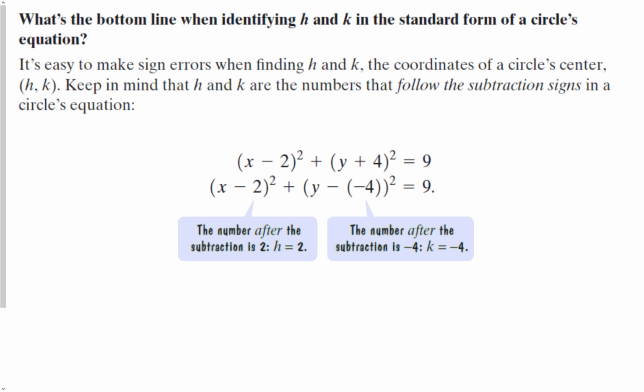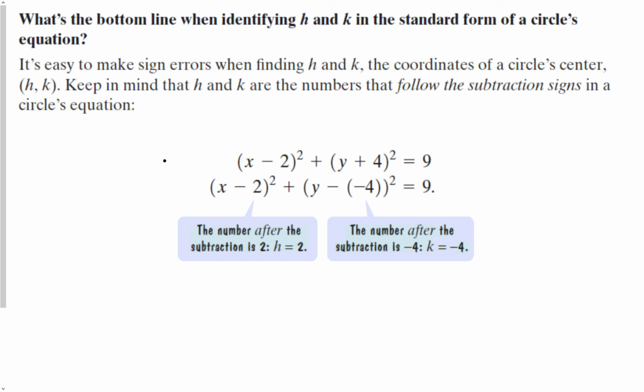All right. So what's the bottom line when identifying h and k in a standard form of a circle's equation? It's easy to make sign errors when finding h and k. The center, keep in mind that h and k are the numbers that follow the subtraction signs. So if it's x minus 2 squared, h would be 2. If it's x plus 4 squared, that means you had a minus minus 4, which means the center is at negative 4. Okay? So just be careful with that.